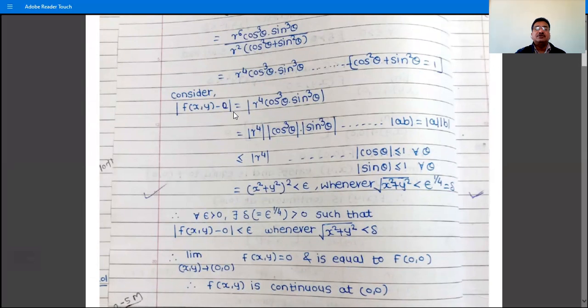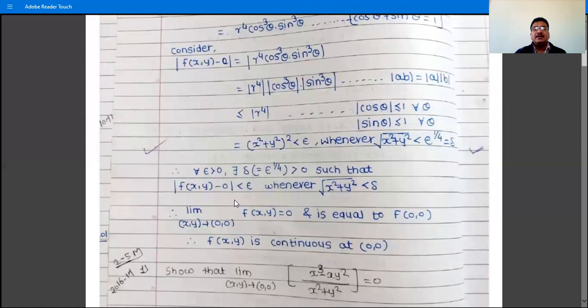Let epsilon greater than 0 be any number, and then consider mod f(x,y) minus 0, because the definition is of that form. We say the limit as xy tends to 0, 0 of f(x,y) is 0 if for every epsilon greater than 0, there is some delta greater than 0, such that mod f(x,y) minus 0 is less than epsilon whenever root x square plus y square is less than delta. That means we have to show this.